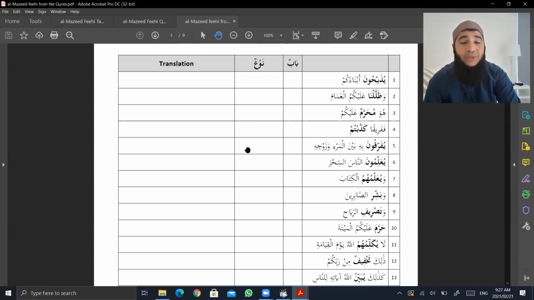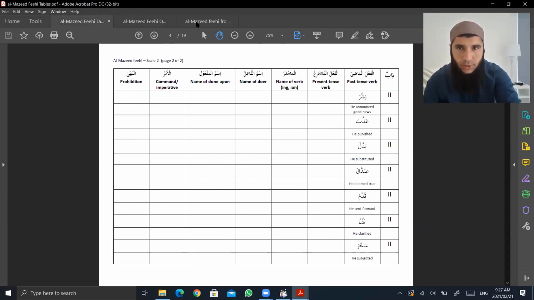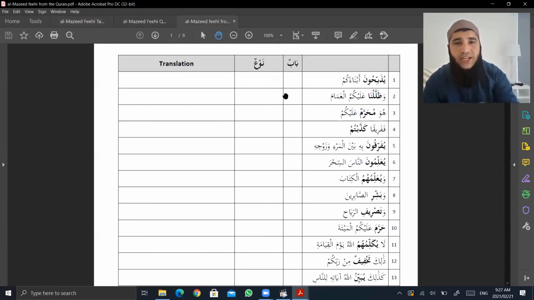It's مضارع. Let me see how we have it on the scale. Okay, we just have it الفعل المضارع. So it's الفعل المضارع, correct. And what does it mean? They massacred, they are massacring, slaughtering. Yeah, you could say they are slaughtering.